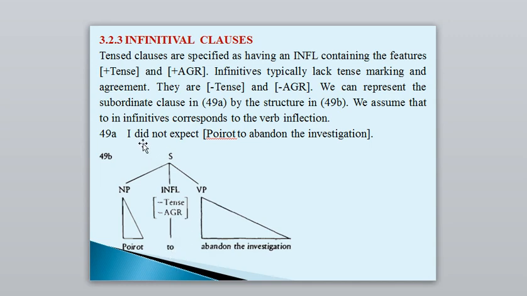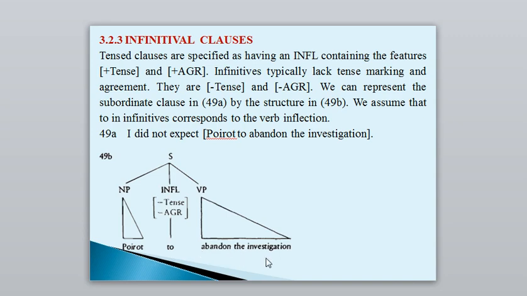Look at the example: I didn't expect Poirot to abandon the investigation. This is an infinitive clause, but we have an inflection. With minus tense, minus agreement, we put "to" below this node, the inflection. So: Poirot to abandon the investigation.